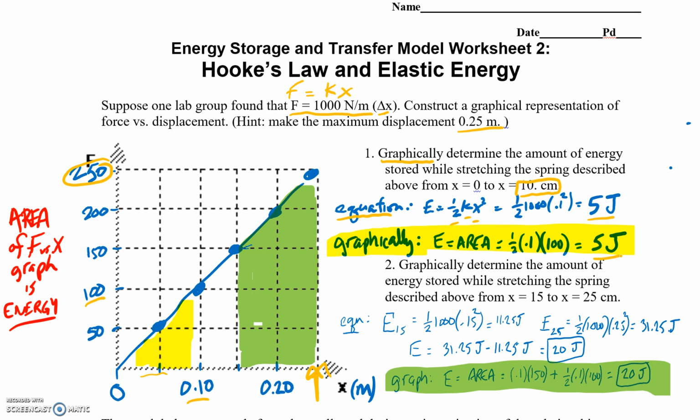And likewise down below, to get the energy in the spring when it's stretched from 15 to 25 centimeters, or 0.15 to 0.25 meters, you have to figure out the energy at 0.15 meters and then at 0.25 meters and take the difference, and that's 20 joules. And on the graph, it's the area of that green trapezoid, which we see calculated here, and it comes out as well to 20 joules.